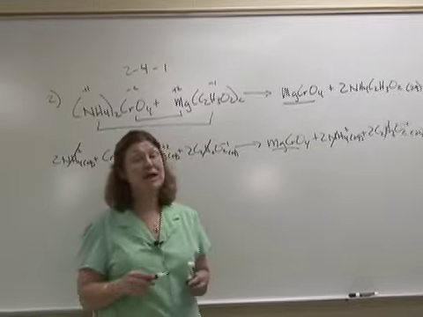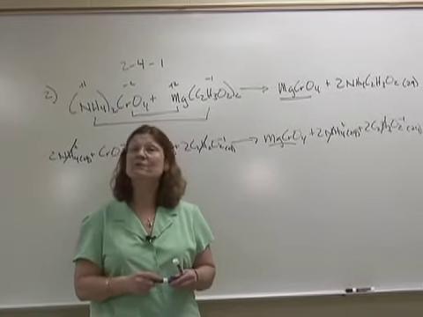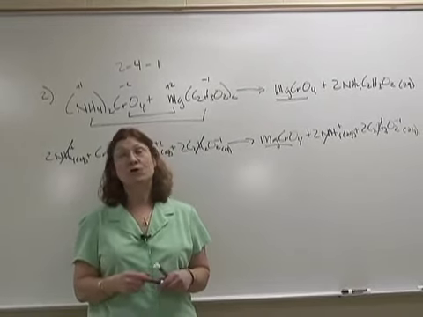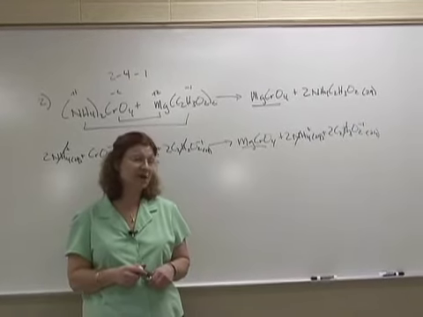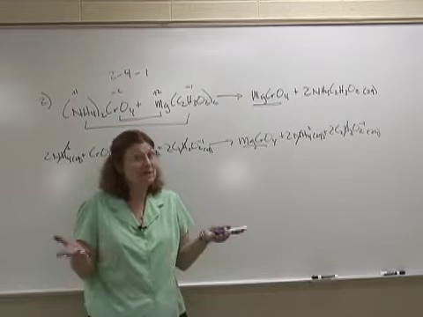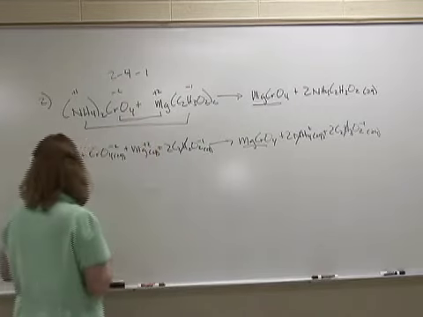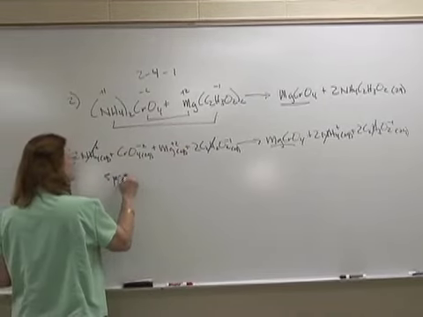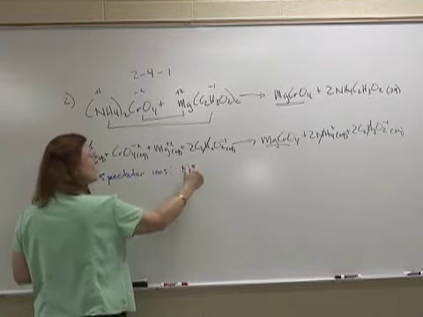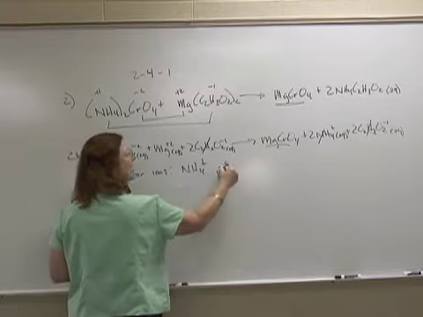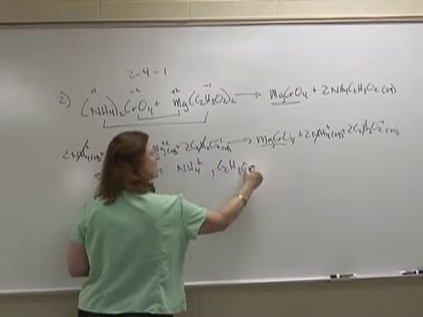Now, it is possible to have all spectators, or even 2 net ionic equations, although 2 net ionic equations are a lot more difficult and we don't see them very often. But it is possible that everything could be aqueous. Therefore, my spectator ions are my ammonium and my acetate ions.